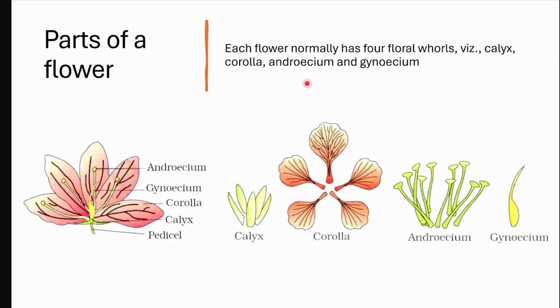So each flower normally has four whorls, right? Which are calyx, corolla, androecium, and gynoecium. Right. So these are the four whorls of a flower. We are aware of this. So over here you can see the image of a flower. These are the whorls arranged from outside to inside. So pedicel is the small stem on top of which the flower is lying. Then the outermost whorl is a calyx. Then these colored petals or corolla, then androecium after that, and the innermost one is gynoecium, right? So it is calyx, corolla, androecium, and gynoecium, right?